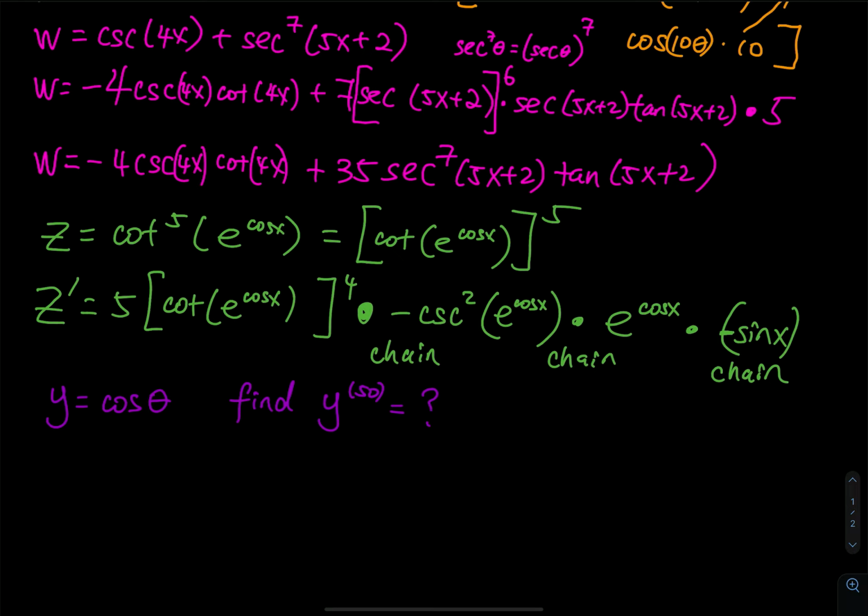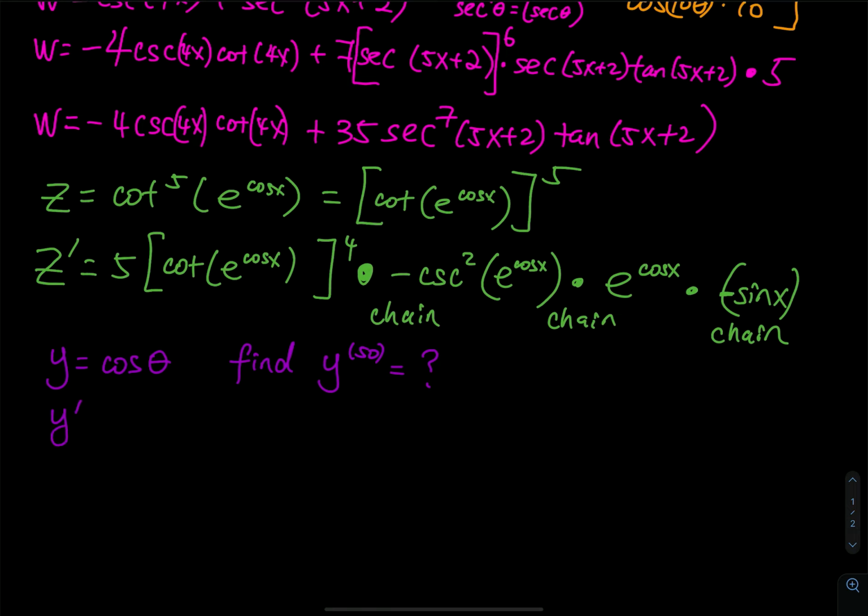What is that equal to? You don't need to take the derivative 50 times. We are going to catch a pattern. So first of all, the first derivative gives you a negative sine. And then the second derivative, the derivative of sine is cosine.